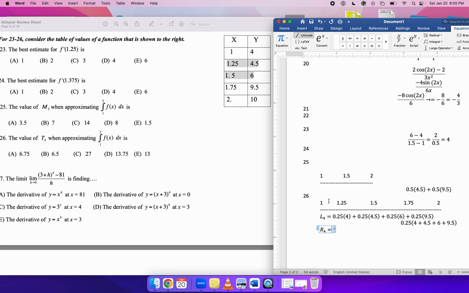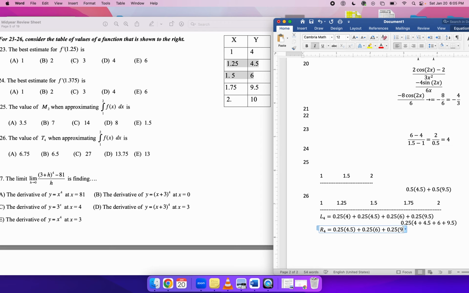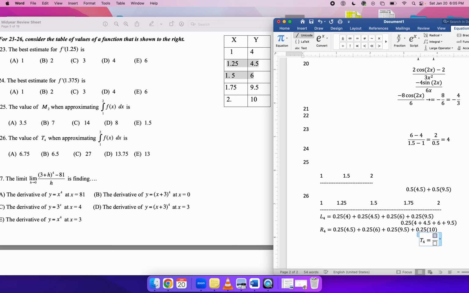What is R4? Same deal, except now you're going to be looking at the value of the function at the right endpoint, right? So that's going to be 0.25 times the value of the function at the right endpoint of the first subinterval. So that's 4.5 plus 0.25 times the value of the function at the right endpoint of the second subinterval. So that's 6 plus 0.25 times 9.5 plus 0.25 times 10. And so T4 would, of course, just be the average of those two. So L4 plus R4 divided by 2.